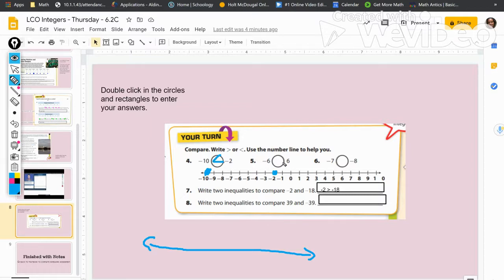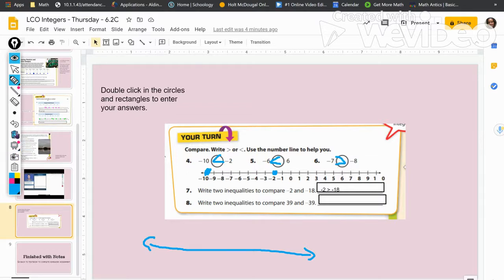-10. A lot of people, for this one, were putting that -6 is equal to 6. No, these numbers are not equal. These numbers are opposites. -6 is less than 6. Okay, and then -7 and -8. -7 is greater than -8.